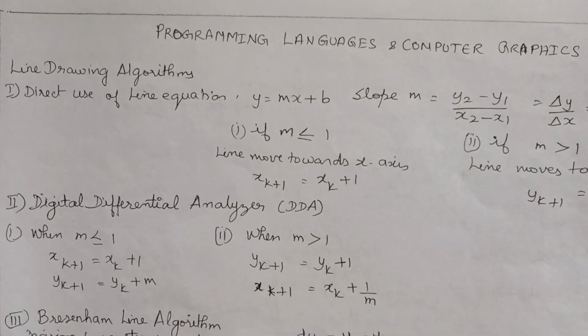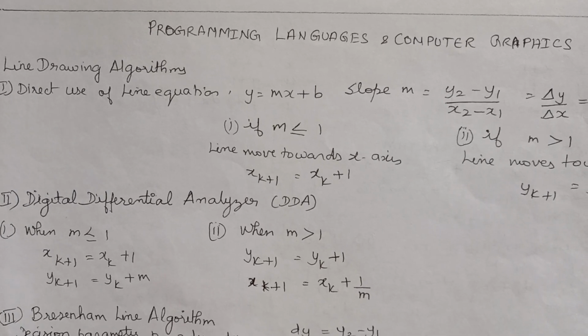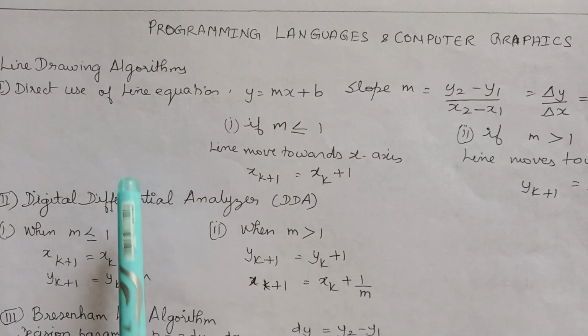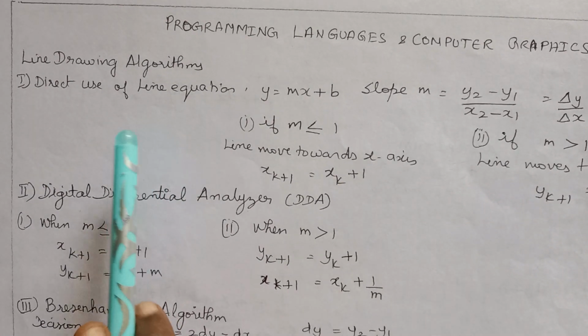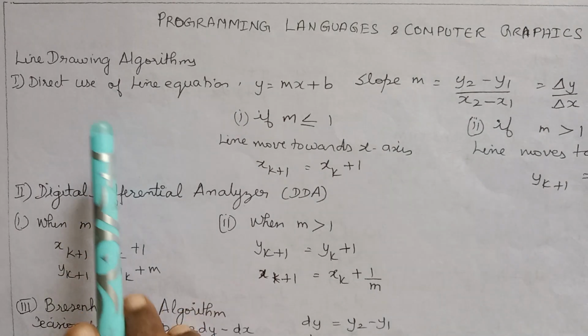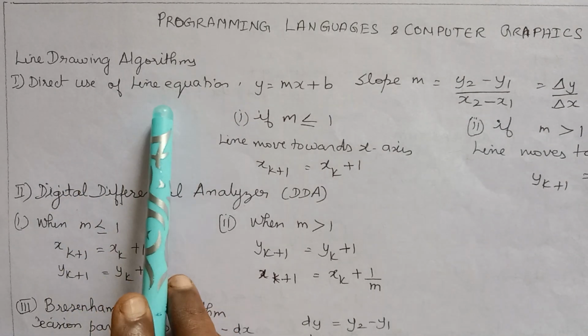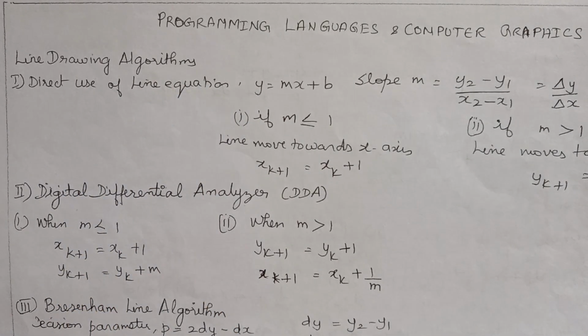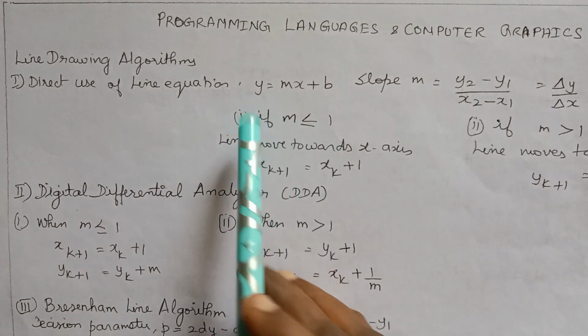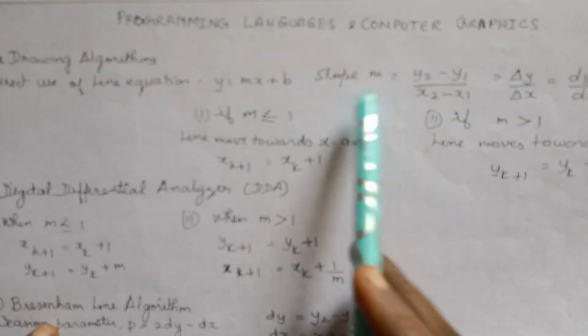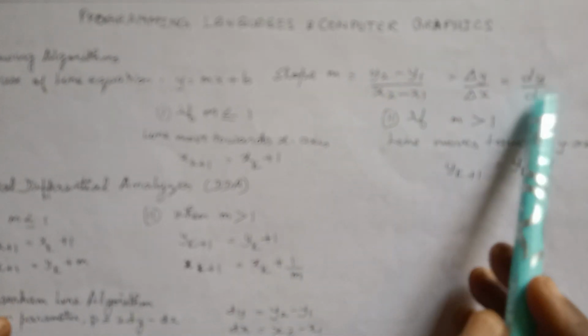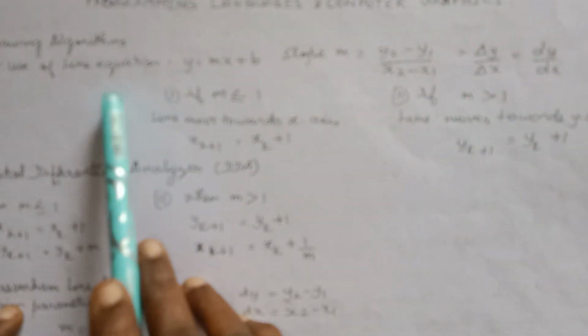Next we'll see the next one, that is programming languages and computer graphics. Here we need to know the line drawing algorithms. We can use three main forms for line drawing algorithms. If you use the line equation, that is y equal to mx + b, you write the slope, that is m is (y2 minus y1) by (x2 minus x1), that is dy by dx. So we have two conditions.